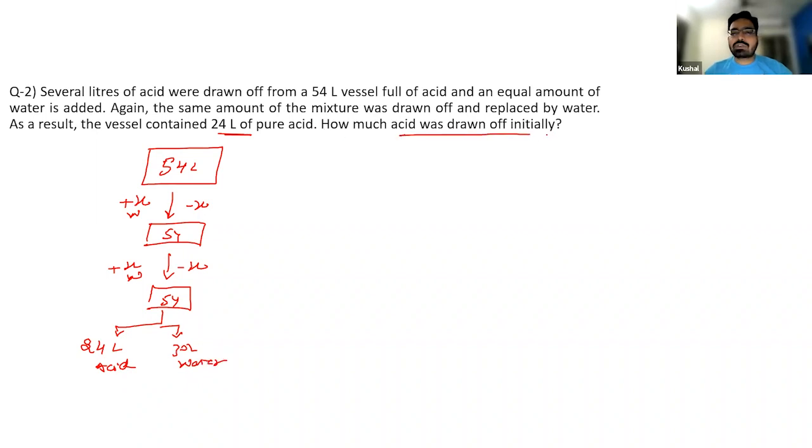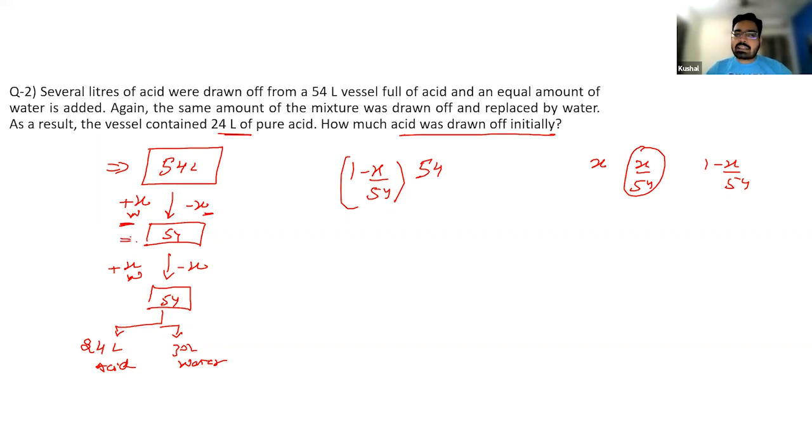Now, how much acid was drawn off initially? That means the value of X is what they're looking at, right? Now, I am starting with acid over here, which is 54 liters of acid. So I'm going to take 54 liters of acid and say X liters has been removed. That means what fraction has been removed? X by 54 has been removed as a fraction. So what should be the leftover value? Leftover value should be 1 minus X by 54. So I'm going to do 1 minus X by 54 of 54 as my quantity of acid after this step. I'm adding water, so the quantity of acid will not change, right? So at this 54 liters of solution, my quantity of acid is present over here on the screen, right?